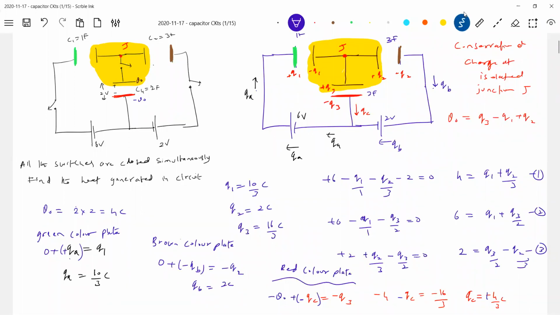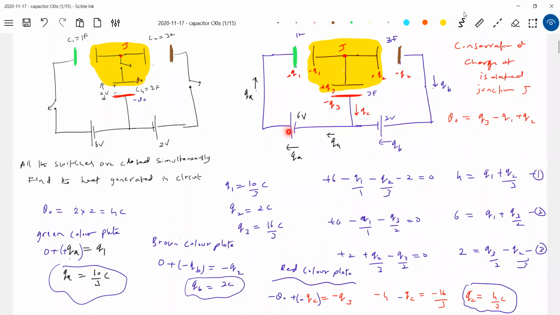Okay, after getting all this, now shall we go for heat generated? Because it will help us to check this. What about this battery? Positive charge leaves the positive terminal, then the battery should do positive work. If positive charge enters the positive terminal, the battery does negative work.